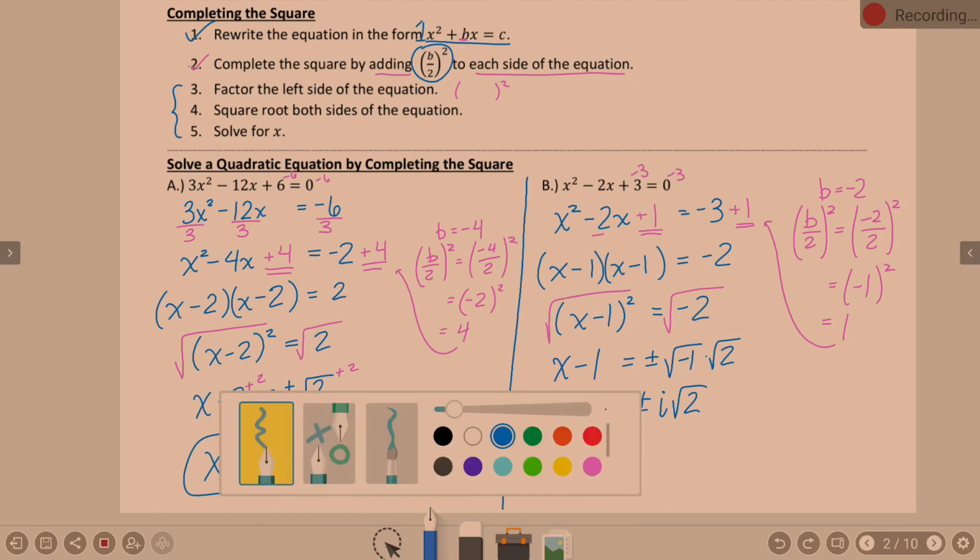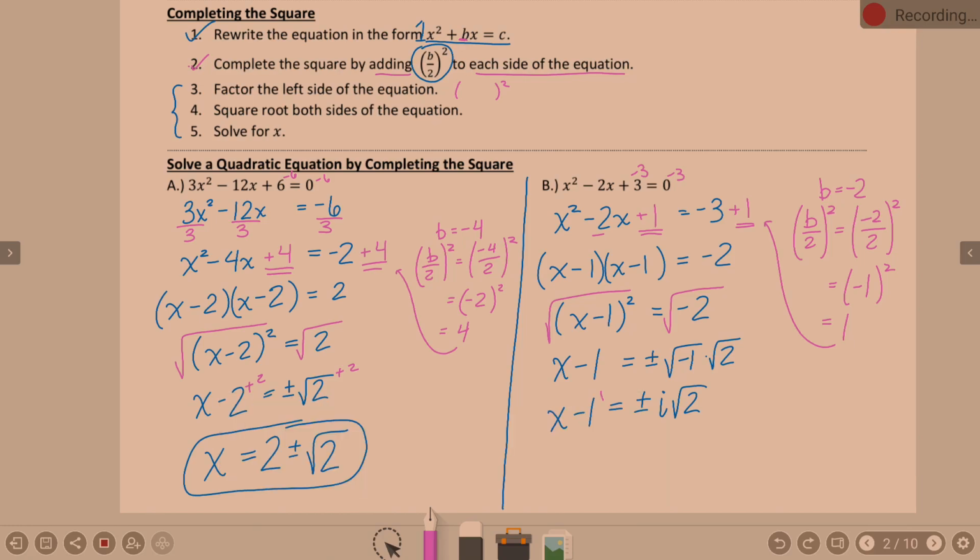So if it's x minus 1, I'm going to add 1. And x is what? 1 plus or minus i square root 2. Or is it square root 2i? I like what you first said: 1, plus or minus sign in the middle, and then i square root of 2. Okay?